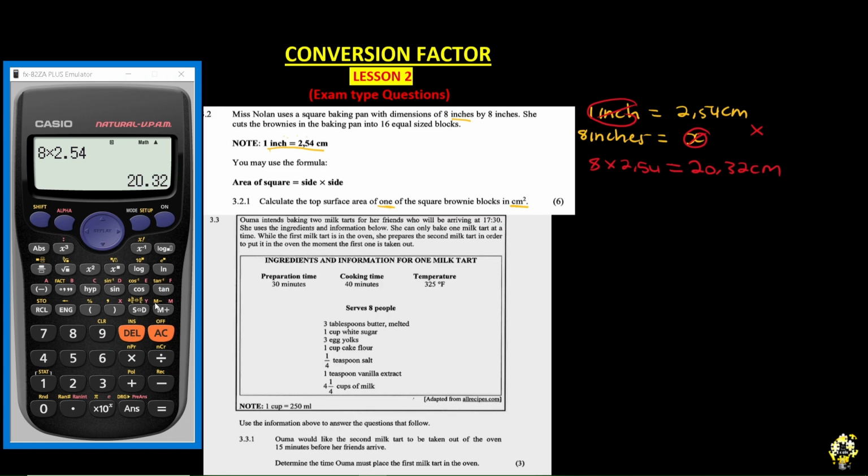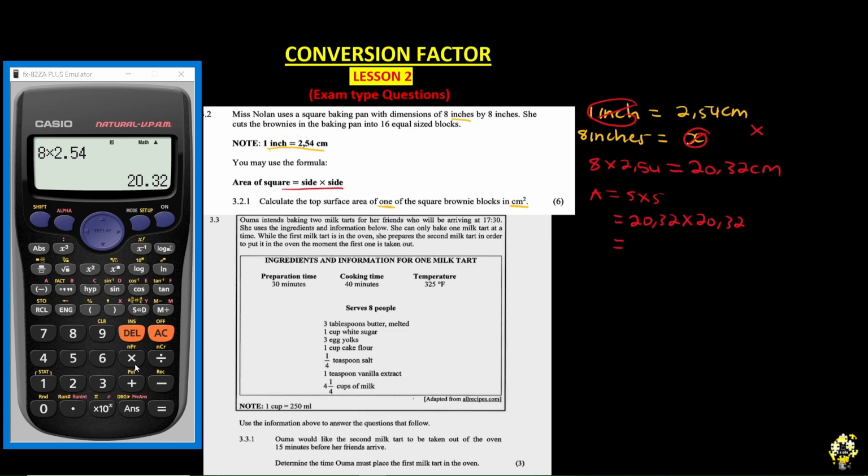Now let's use this formula. You see, we have used the conversion factor. Now let's use the formula that they gave us. The formula says, so I'll just write A, area of a square is side multiplied by side. So here we can simply say that the first side, which is also the same as the second side, we are going to multiply by 20.32. And let's see what we have.